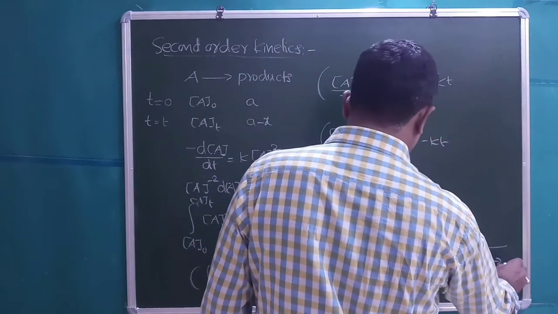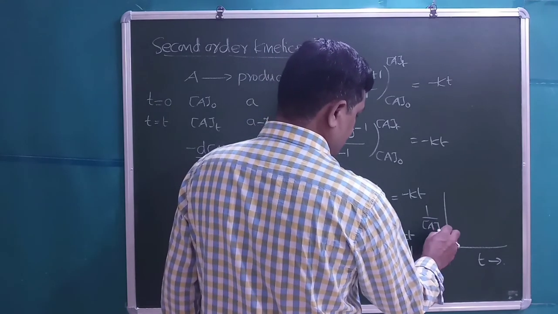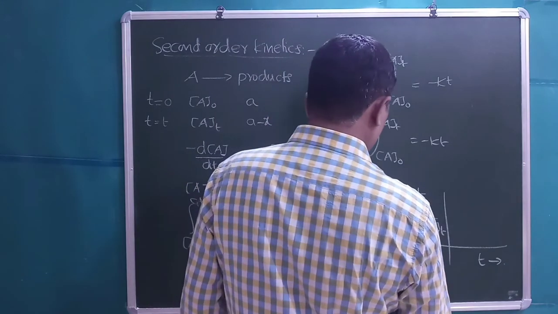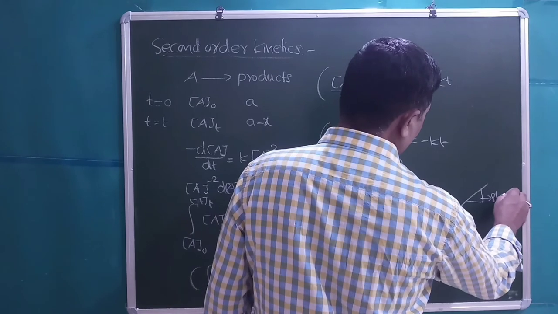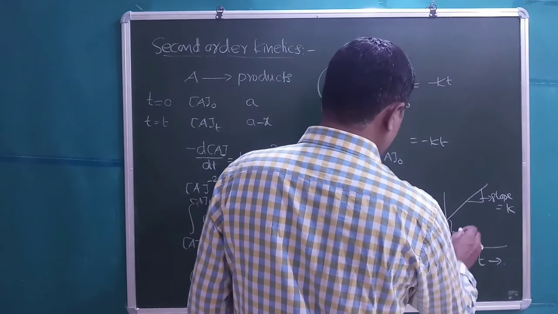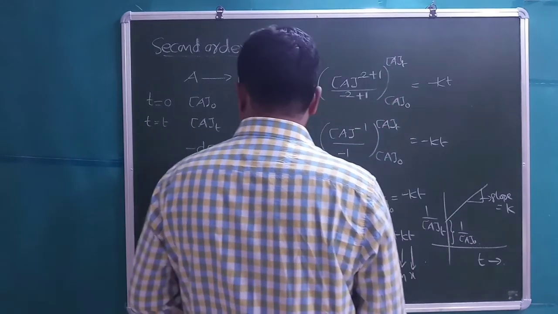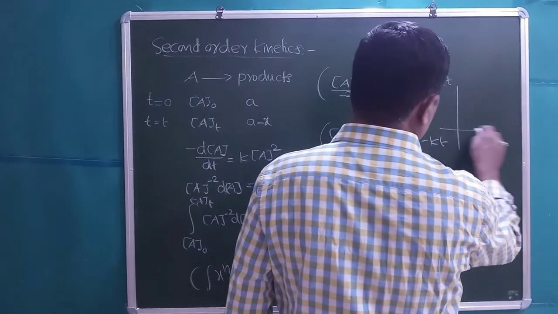Taking time t on the x-axis, and on the y-axis 1 by At, the concentration of reactant at time t, we will get a straight line equation with a positive slope. The slope of the line is plus k, and the y-intercept is 1 by A naught, right? So the same graph, when we draw it in terms of A and A minus x, we will get like this.